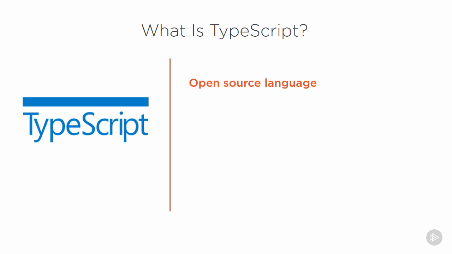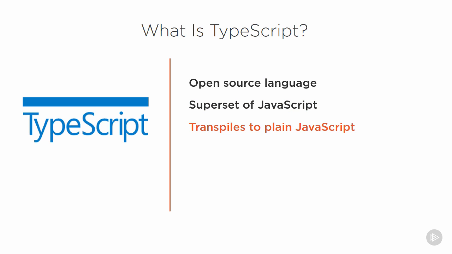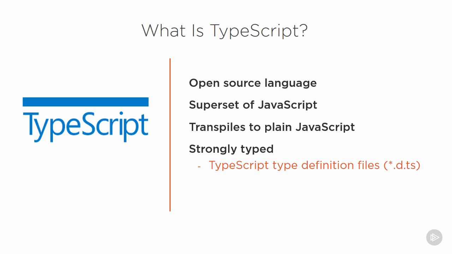TypeScript is an open-source language that is a superset of JavaScript and compiles to plain JavaScript through transpilation. It is strongly typed, so every variable, every function, and every function parameter can have a data type. How does TypeScript determine the appropriate types when using JavaScript libraries that are not strongly typed? By using TypeScript type definition files. These files contain the definition of each type in a library. These files are named with the library name .d.ts.